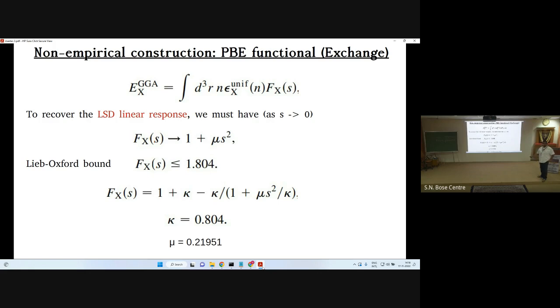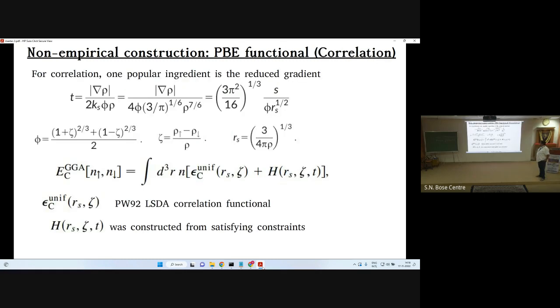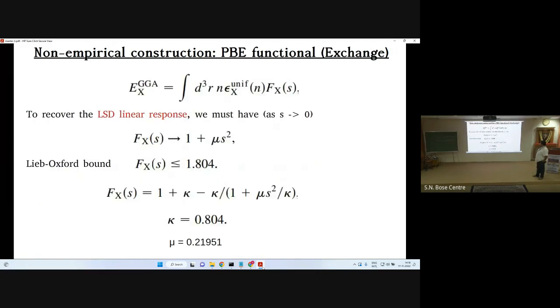This is the starting enhancement factor. If you can understand this one, then you can come up with other enhancement factors. But it cannot be arbitrary. You cannot do that, so you have to use certain constraints and other things, imposing conditions to come up with this enhancement factor. So this is the GGA functional, for the exchange part.